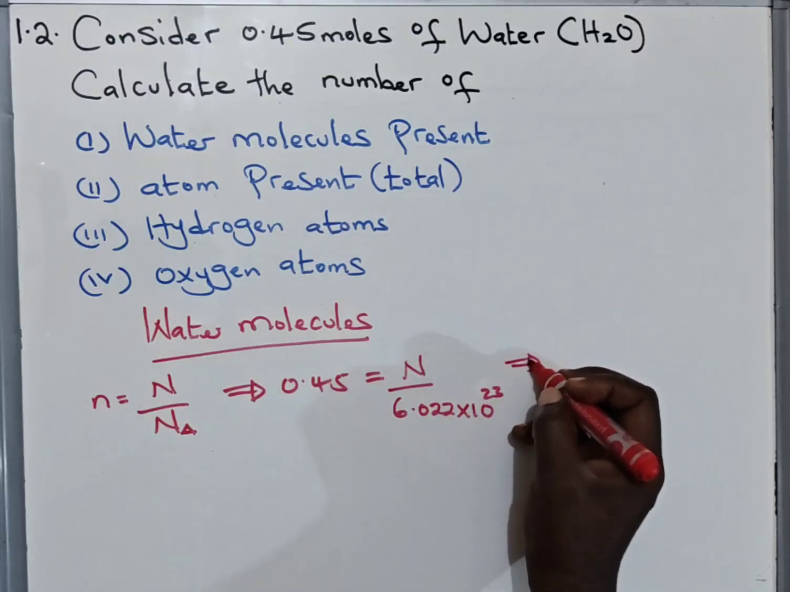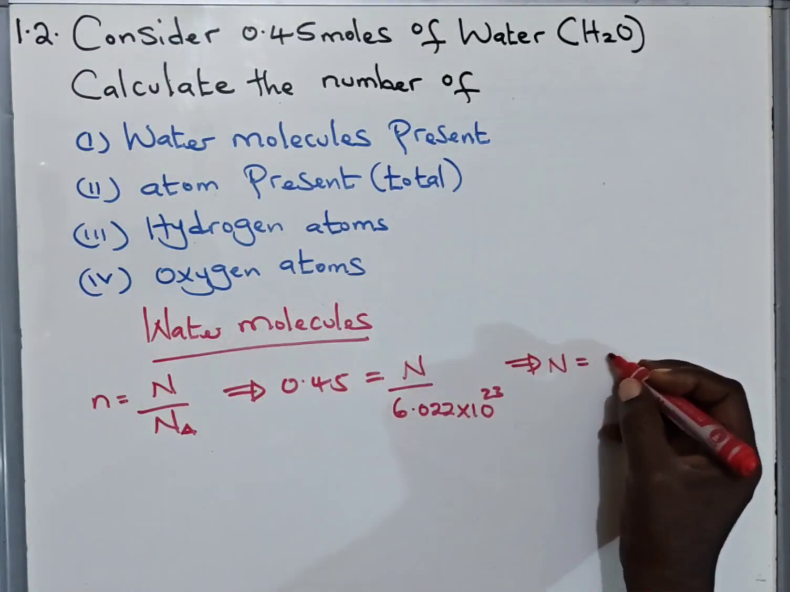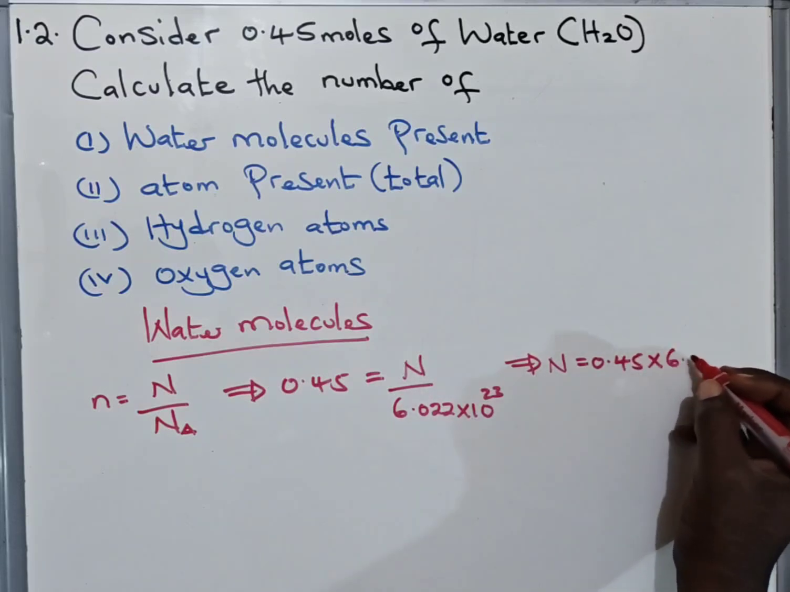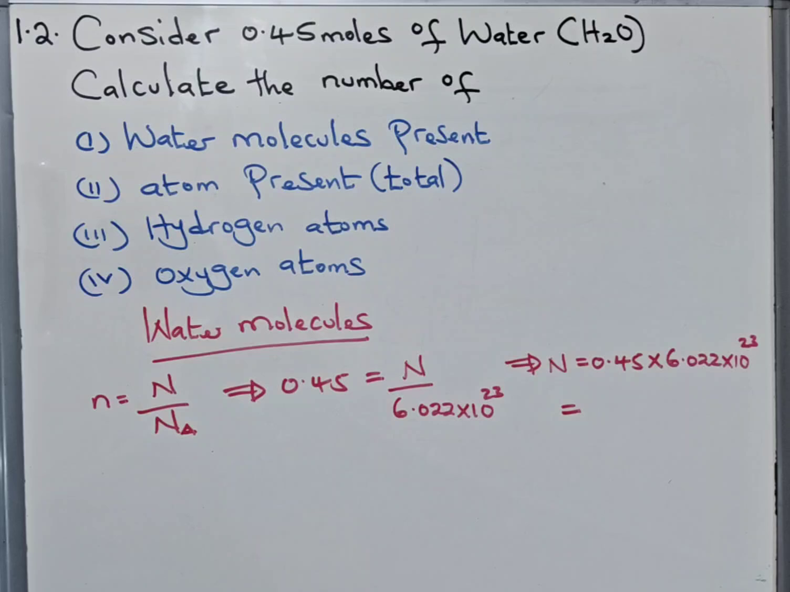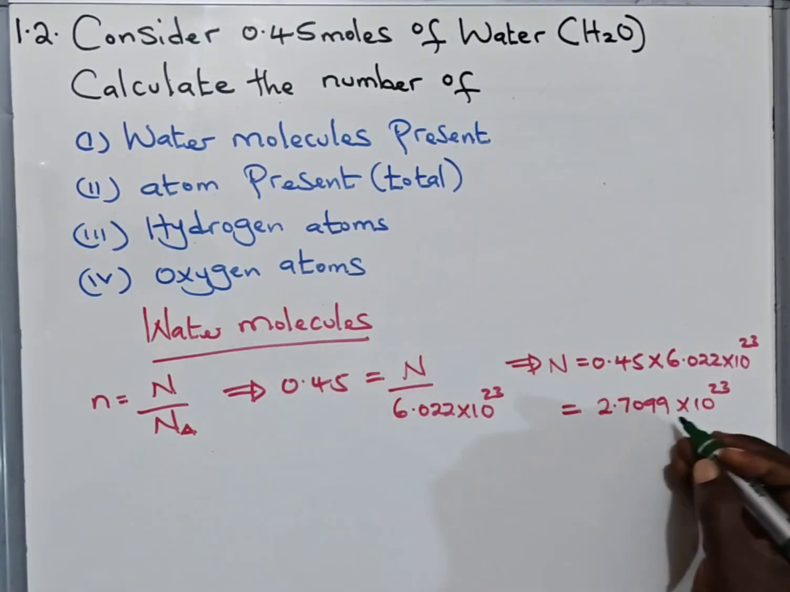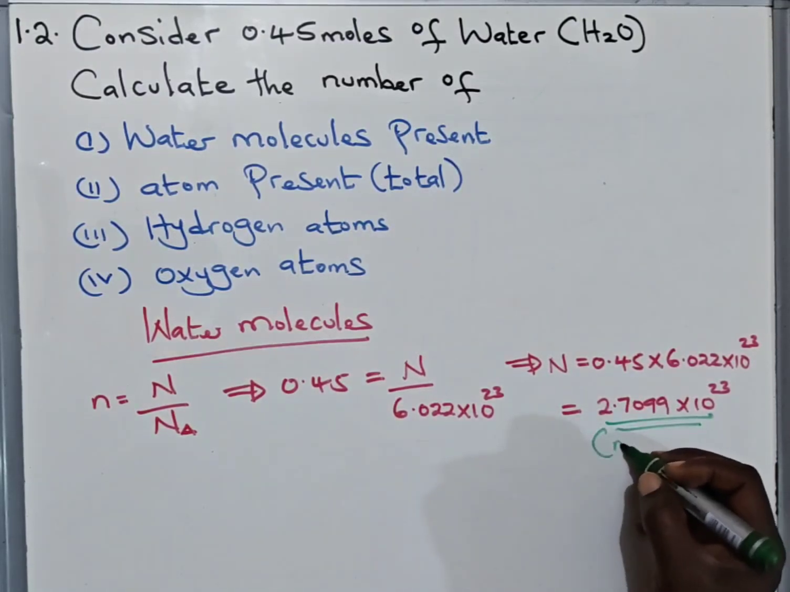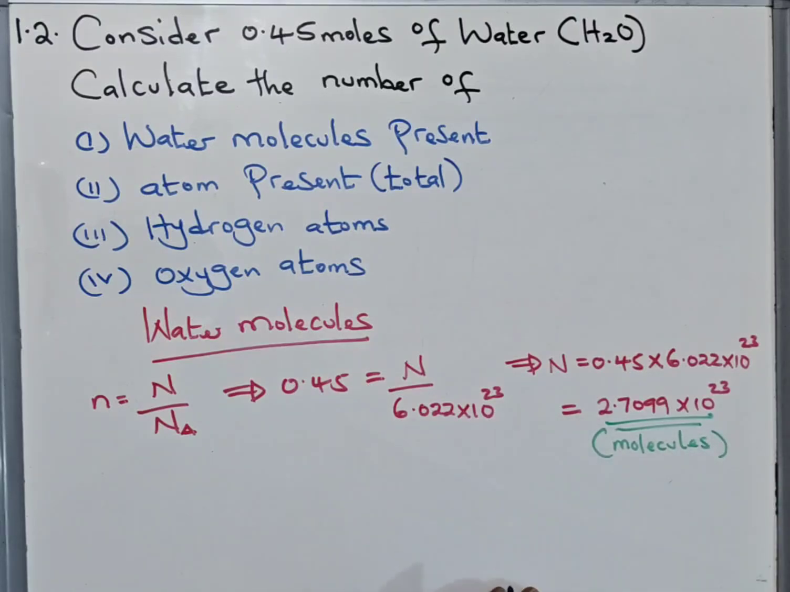From here, after cross multiplying, we are going to get our N as 0.45 times 6.022 times 10 power 23, giving you this. And these are molecules, because we are dealing with a molecular compound.